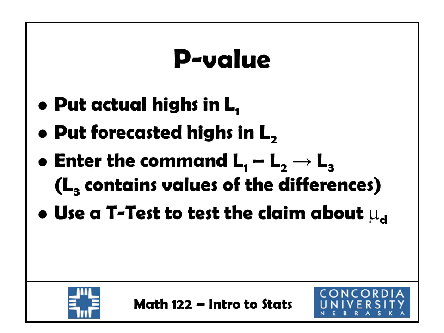Now, calculating the p-value is a little more complicated than some of our previous tests. Let me go over the basic steps here, and then we'll go step by step in plugging this into the calculator. We're going to put our actual high temperatures in one list, and then we'll put the forecasted highs in another list, and then we'll enter this command: L1 minus L2, store at L3. L3 is going to contain values of the differences. And then we're going to use a t-test to test the claim about mu sub d.